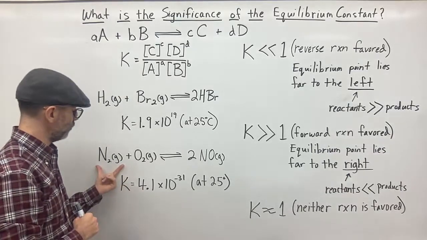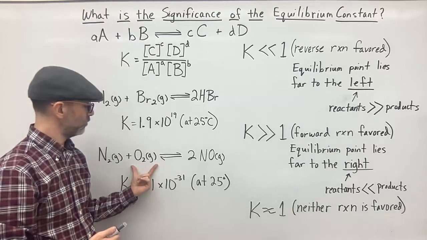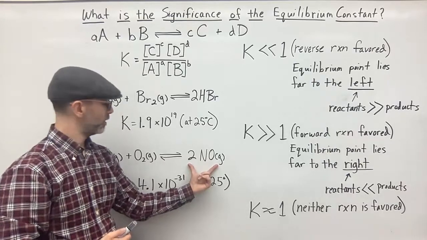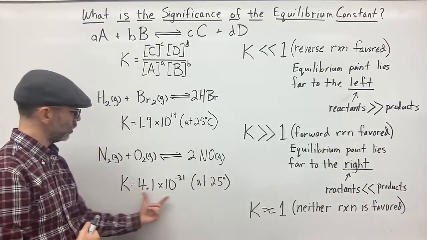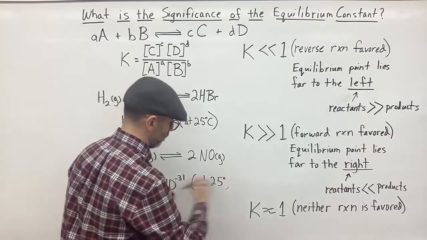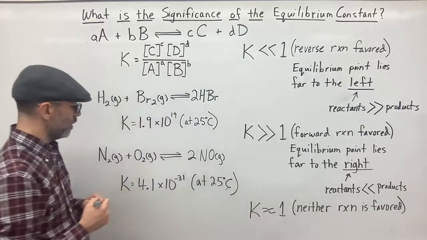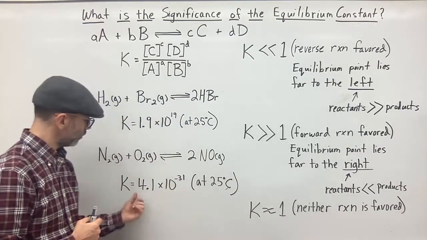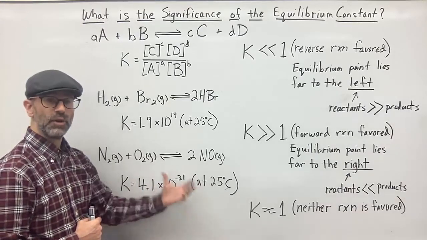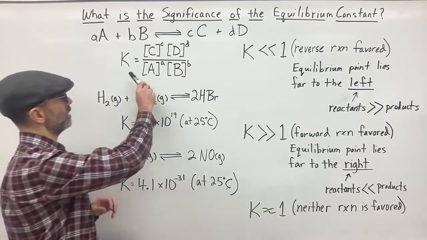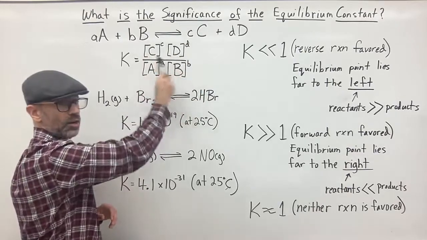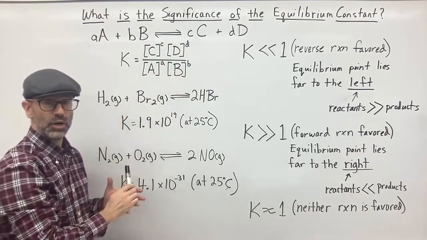What about this reaction here? We have N2 gas reacting with oxygen gas, and that's going to form 2NO gas, nitrogen monoxide. Here we have the equilibrium constant at 25 degrees Celsius. So let me fix that. You can see this is 4.1 times 10 to the negative 31. Negative 31, that's a very, very small number. And that's telling us that the denominator in this case is much, much larger than the numerator, thus making the K value very, very small.